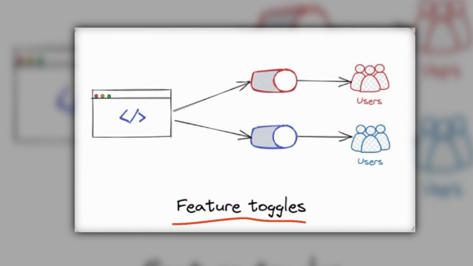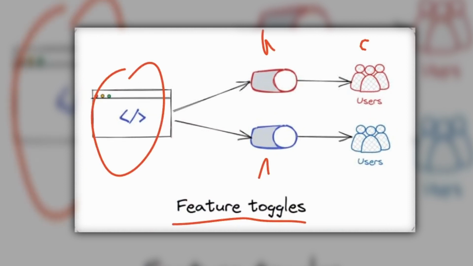I'll quickly run through the diagram here, but essentially feature toggles, you've got your application. Toggles are inside the application itself. Some users see the feature, other users don't. Depends on what feature toggle you got on for which users, but it essentially enables you to show some users the feature and other users not.